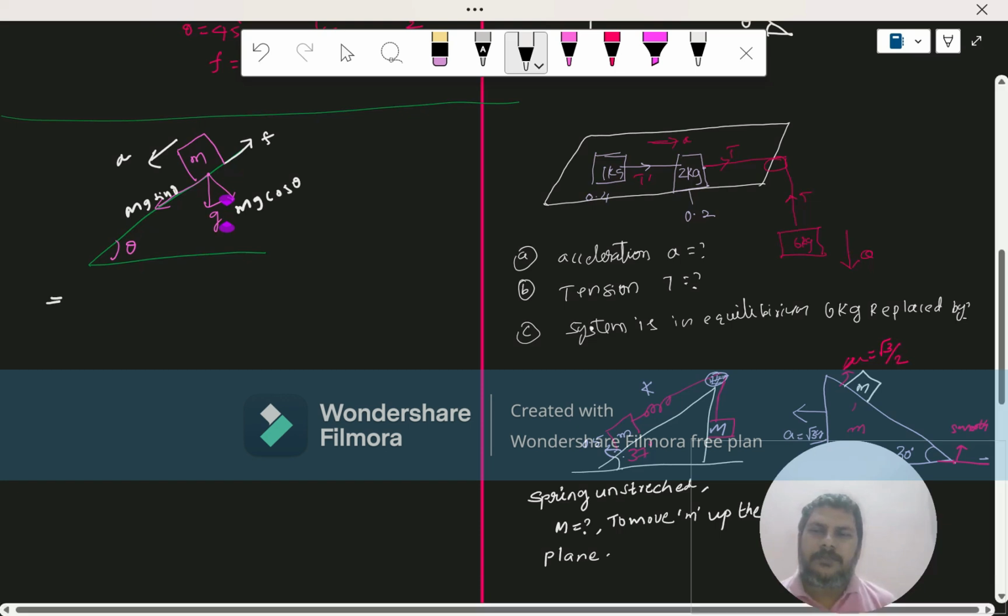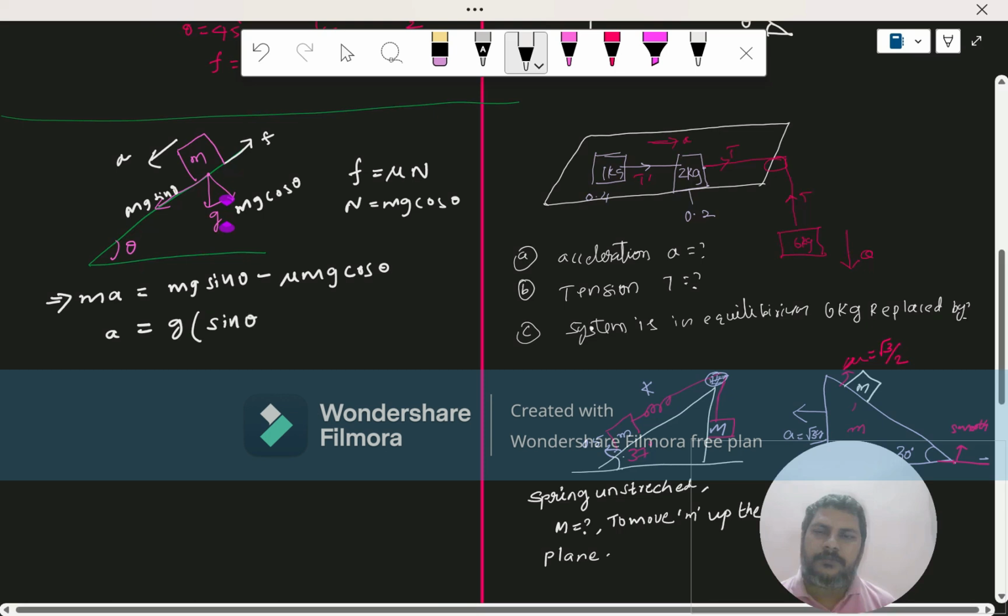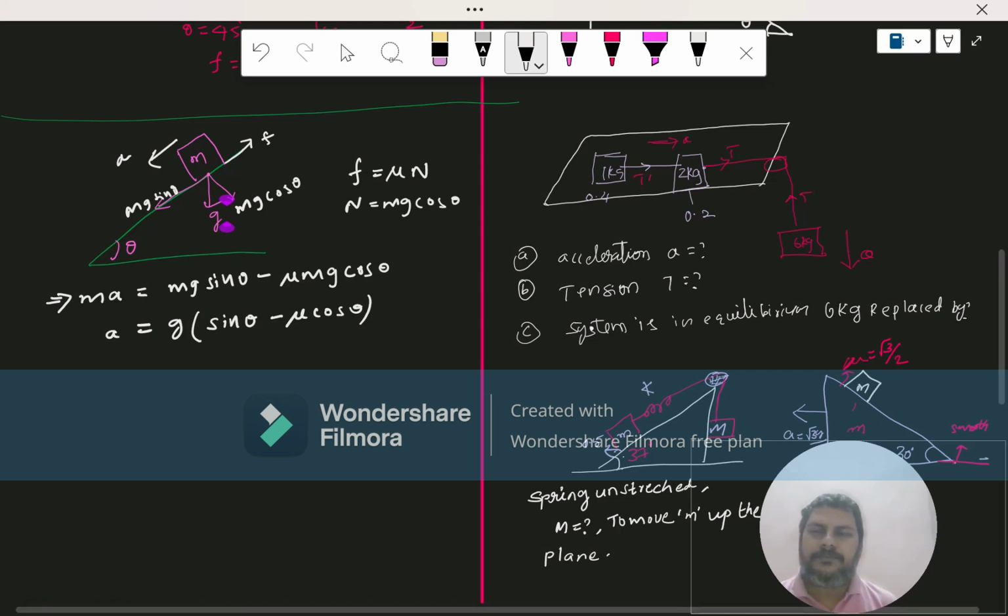That implies, from the free body diagram, ma is equal to mg sin theta minus mu mg cos theta, because friction is equal to mu times N. Here N is equal to mg cos theta. Now take mg common and cancel m. So a is equal to g into (sin theta minus mu cos theta).